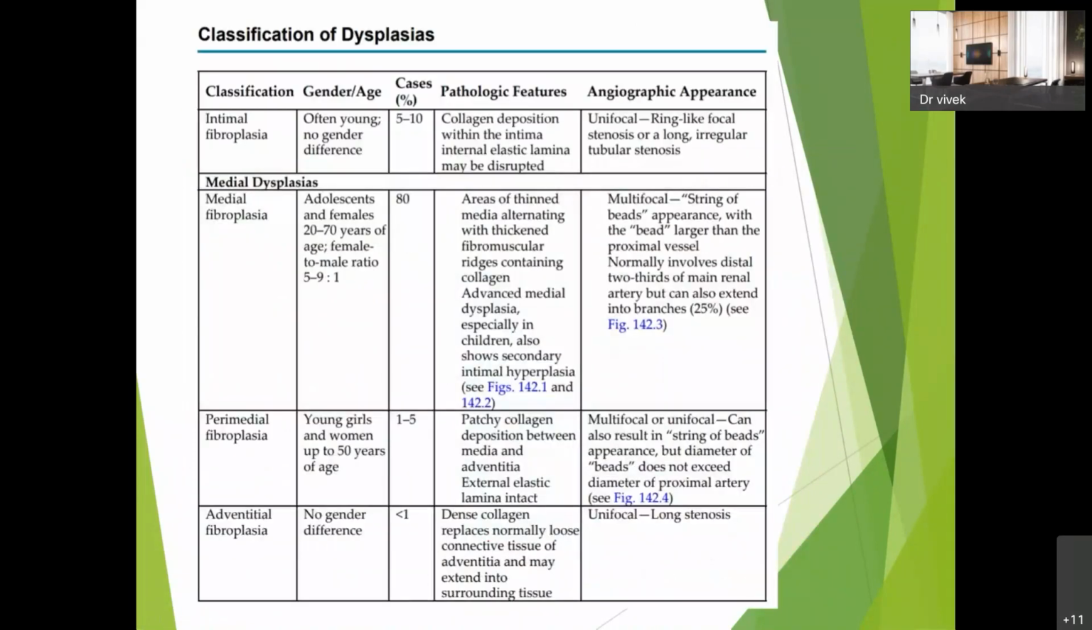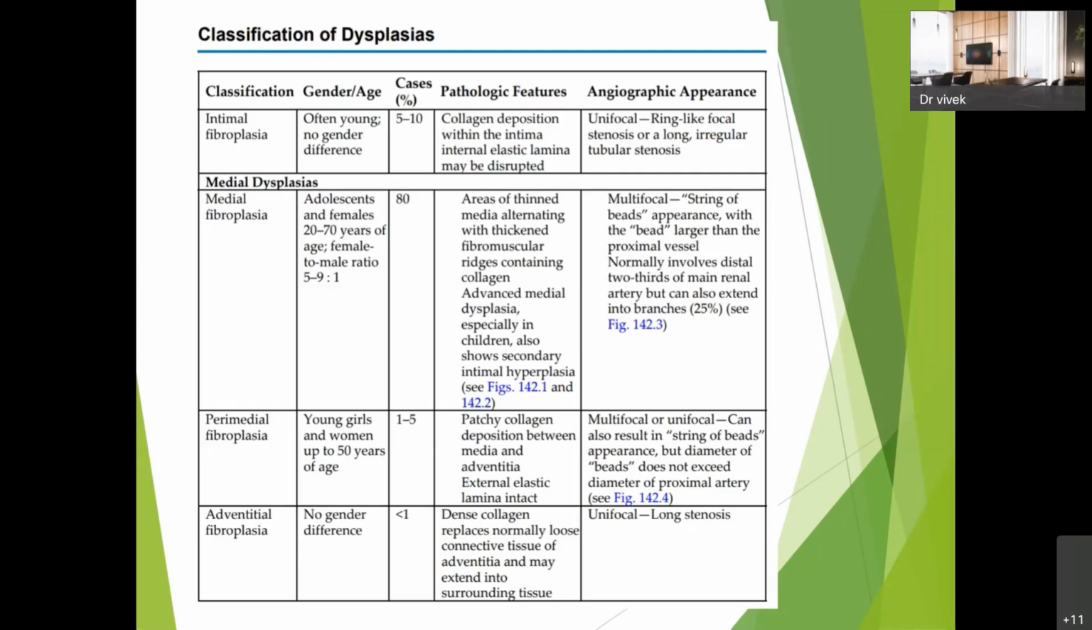Sorry. So the classification of dysplasia is basically this table from Rutherford. It is divided into intimal fibroplasia and medial dysplasia, which includes medial fibroplasia, perimedial fibroplasia, and adventitial fibroplasia. Medial fibroplasia shows the highest percentage and is the most common type. Intimal fibroplasia is often seen in the young with no gender differentiation, with an occurrence of 5 to 10%. The pathological feature is collagen deposition within the intima. The internal elastic lamina may be disrupted, and it is usually of unifocal type with ring-like focal stenosis or a long irregular tubular stenosis.